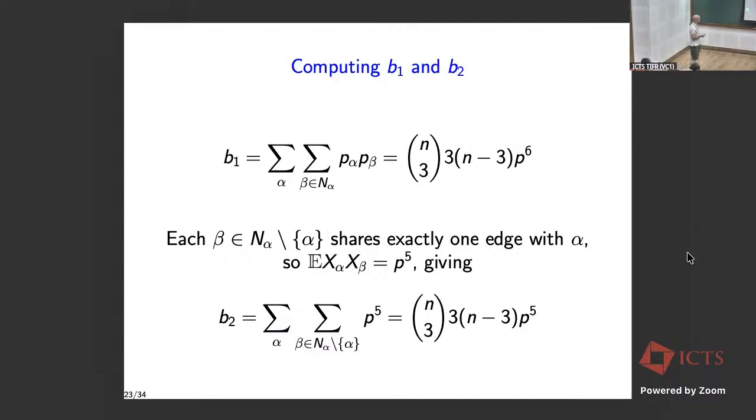The only thing we need to evaluate is x alpha times x beta, with beta sharing one edge with alpha. That means you have a total of 5 edges, right? And this is 1 if and only if all 5 edges are turned on, and that happens with probability p to the 5th power. And so we evaluate B2, that's the same here, except that we have p to the 5th power instead of p to the 6th power.